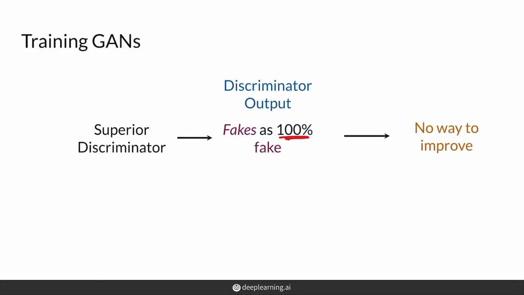Everything just looks super fake. There isn't anything telling it which direction to go in, maybe to add something a little bit more realistic and how to learn over time. Meanwhile, if you had a superior generator that completely outscales the discriminator, you'll get predictions telling you that all the generated images are 100% real.